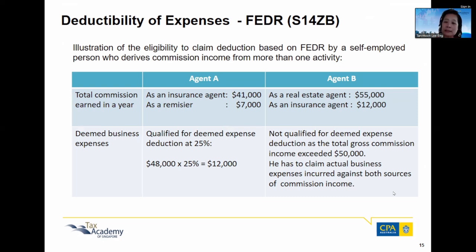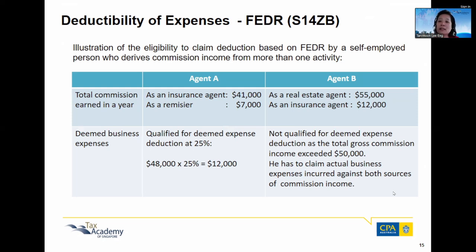Okay, it makes it easier. If he says yes, I want it, then simply 48,000 times 25%, 12,000 would be his business expenses. And this will simplify his tax filing. He will just put in 48,000 and claim FEDR, and then the net income is the 48,000 minus 12,000. That will be his net income, which will be subject to tax.